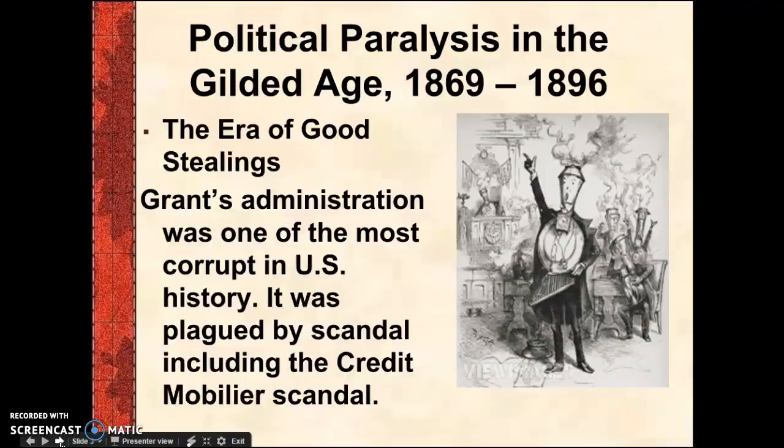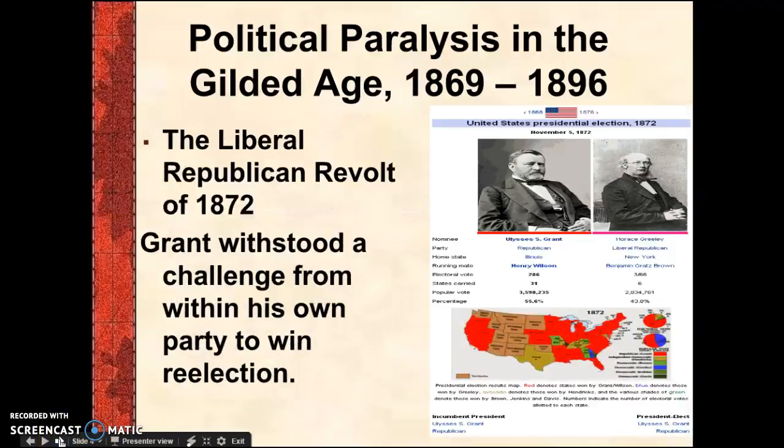Next slide. Next section is entitled The Era of Good Stealings. Grant's administration was one of the most corrupt in U.S. history. It was plagued by scandal, including the Credit Mobilier scandal. This Credit Mobilier scandal was one of many scandals. Here's a political cartoon referring to that scandal, which had to do with corruption involving the government and the railroad industry.